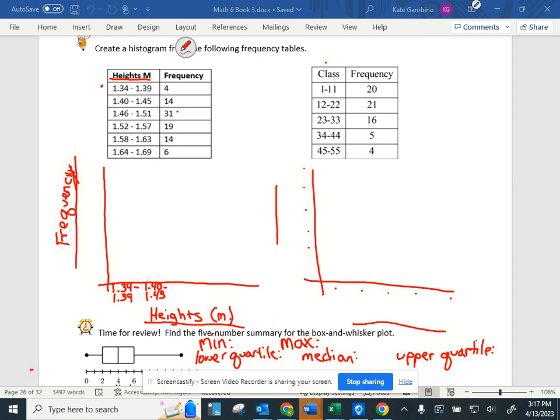That median is right in the middle. That lower quartile is where that median would be of the lower half. The upper quartile is where that median is of the upper half. So if you're not sure how to find those on the box and whisker, go back to that objective and recheck how to find them.